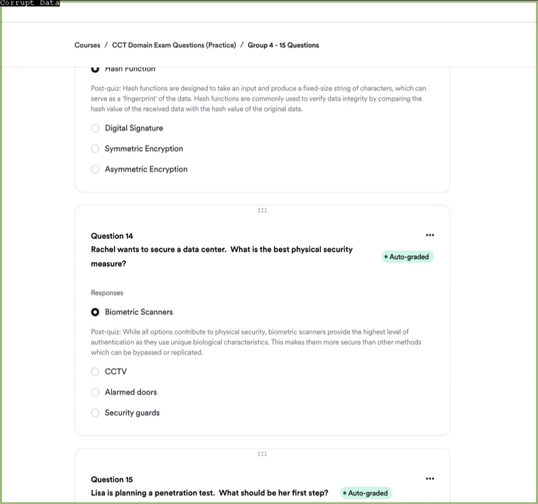Now, all of those will work, right? Your biometric, CCTV, alarm doors, security guards, they all will work as a security measure. But one of your best physical security measures is your biometric scanners. Security guards are very expensive, and it's therefore not the best. It can be very effective, but it isn't necessarily the best because of the cost that goes with it. Whereas biometric scanners provide the highest level of authentication as they have unique biological characteristics that are tied to it. They're very hard to get around.